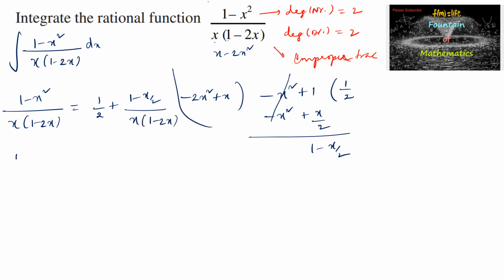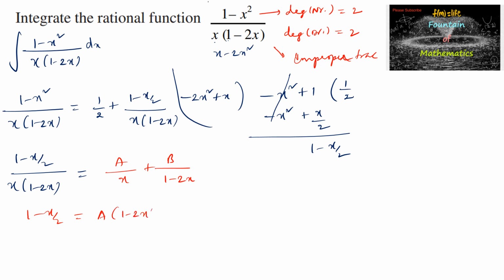So let us simplify first. (1 minus x upon 2) divided by x times (1 minus 2x) is a proper fraction, and it can be resolved into a upon x plus b upon (1 minus 2x). So we can write 1 minus x upon 2 is equal to a times (1 minus 2x) plus b times x. So 1 minus x upon 2 is equal to a plus (minus 2a plus b) of x.